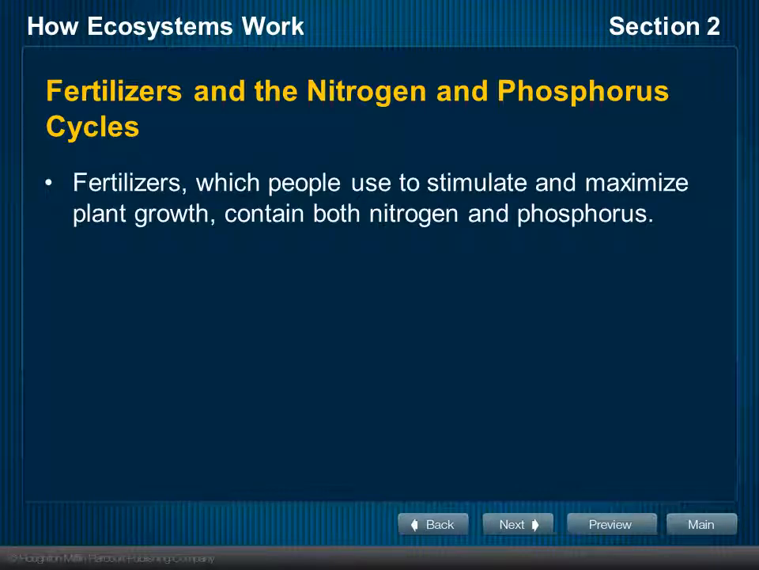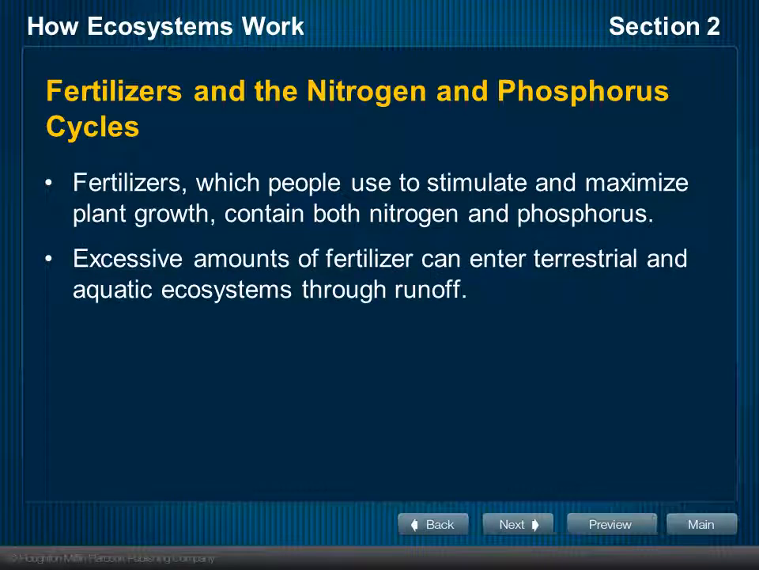We can talk about nitrogen and phosphorus in terms of fertilizer and their cycles. Fertilizers, whether it's Miracle-Gro or commercial grade for large-scale farming, are chemical fertilizers used to cause plants to grow faster and better. Nitrogen and phosphorus are so important to plant growth that these fertilizers are always going to contain both. But generally what we tend to do is use excessive amounts. We use more than we need because we don't take the time to figure out how much we need, and it creates runoff because it doesn't all get used by the plants, and it can get into terrestrial and aquatic ecosystems.